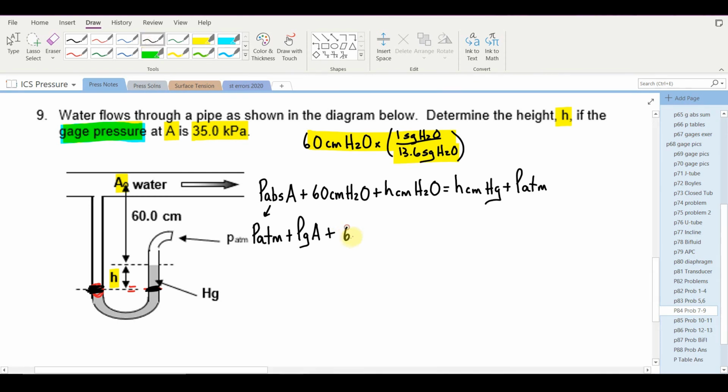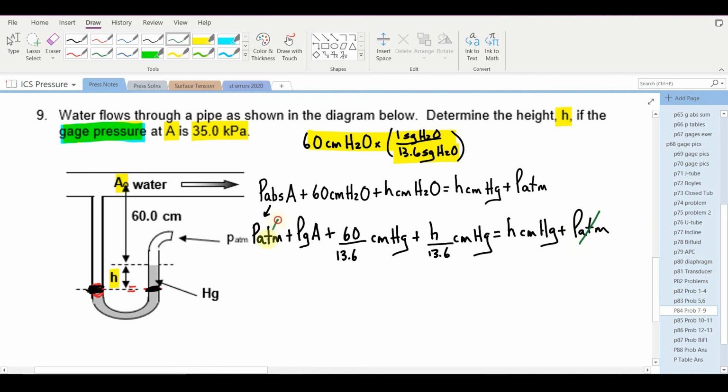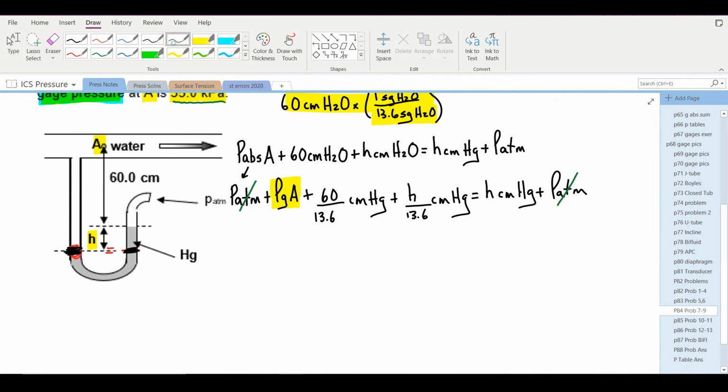So I can write this as 60 divided by 13.6, and that is now centimeters of mercury instead of water, plus this term H would be H divided by 13.6, which is now centimeters of mercury. And that's equal to, on the right hand side, H centimeters of mercury, and I have P atmospheric. Now, as promised here, I can cancel P atmospheric, so that makes it simpler. Now, you'll want to convert 35 kilopascals to centimeters of mercury. So that can be done.